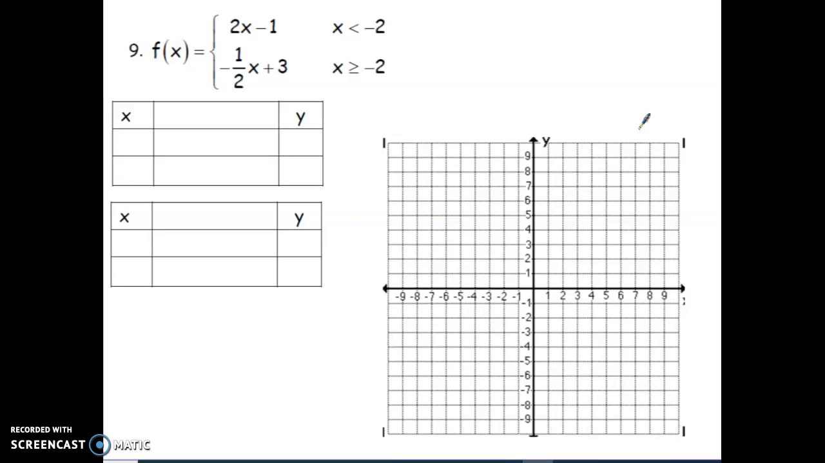I have colored pencils and highlighters in the classroom if you want to use those. You can also use your own colored pencils or pens. So I'm going to do this first one in the top box.